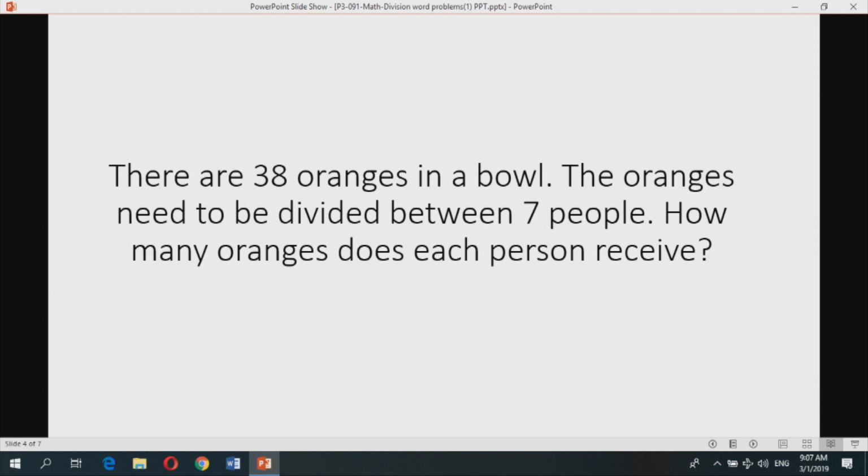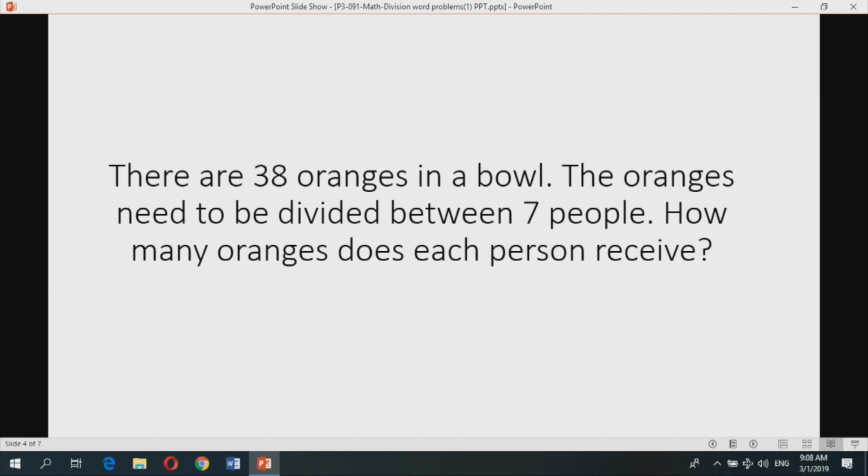There are 38 oranges in a bowl. The oranges need to be divided between 7 people. How many oranges does each person receive? So how many oranges do we have? 38. How many people? 7. So what's our problem? 38 divided by 7 equals 5 remainder 3. Okay, so let's take a look.